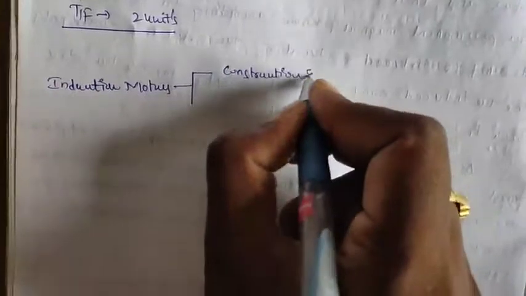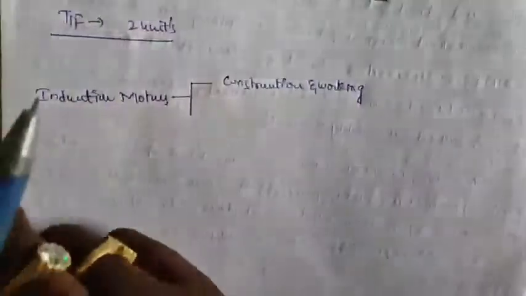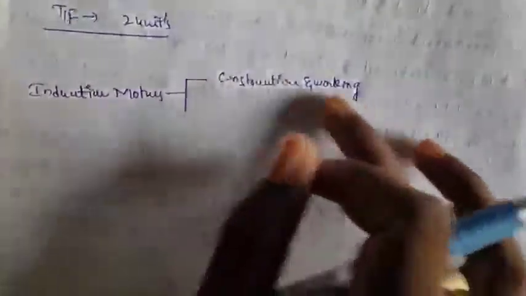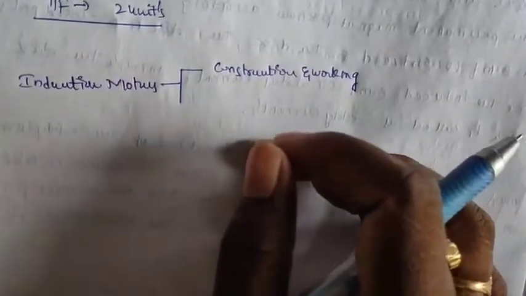construction and working. Construction means it consists of two parts, that is stator and rotor, as in a transformer. Here the difference is that this one is rotating, while a transformer is not rotating. The working principle is the same. What is that? Mutual induction.